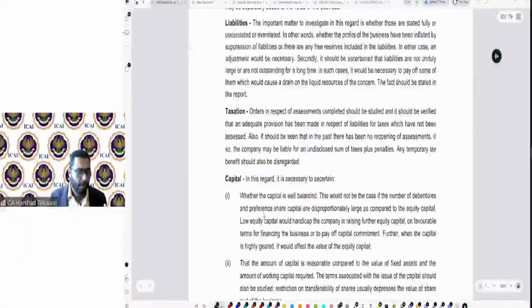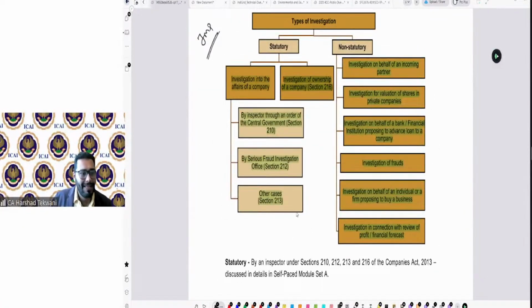Let's say, for example, first, by an inspector through an order by the central government under section 210. Now, section 210 is investigation into the affairs of the company. When the central government is of the opinion that it is necessary to investigate into the affairs of the company, then on the report of the registrar or inspector under section 208, or on a special resolution passed by a company, or in the public interest, it may order an investigation. When it is necessary to investigate the affairs of the company, the investigation is performed.